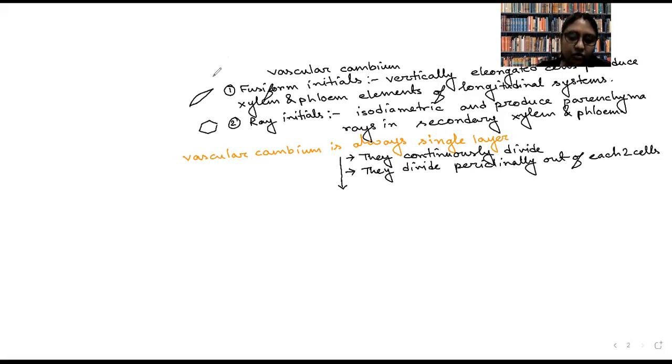Now, what will happen? If you look into the division of these two things, that is fusiform initial and ray initial. What is the meaning of vascular cambium? It is a combination of both ray initial and fusiform initial. All of them will divide periclinally.